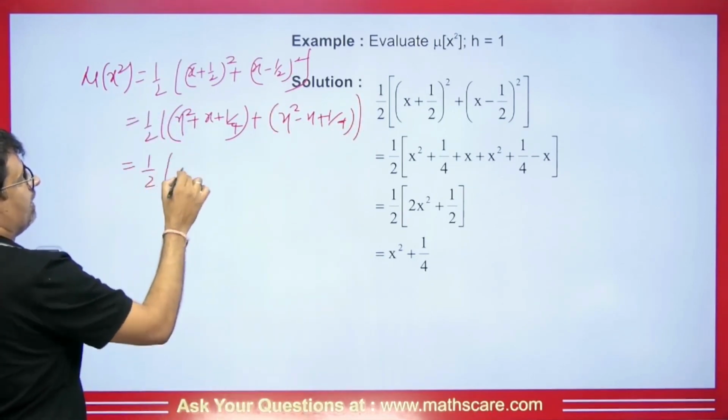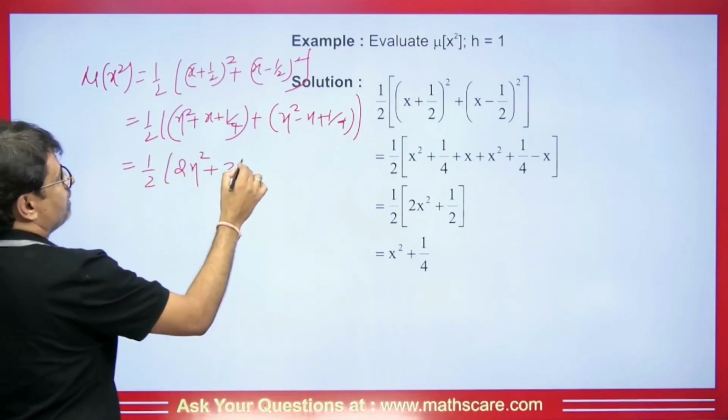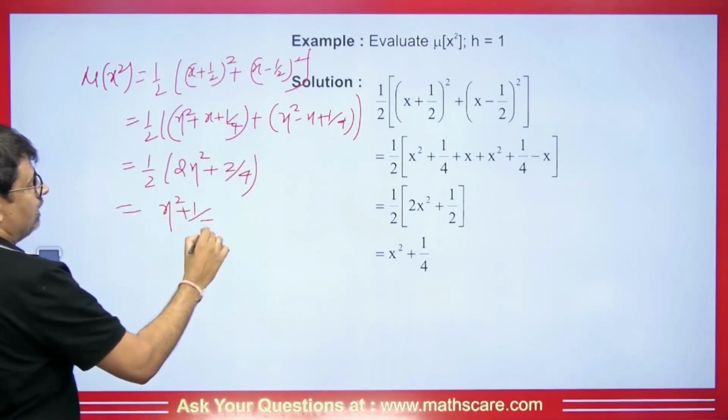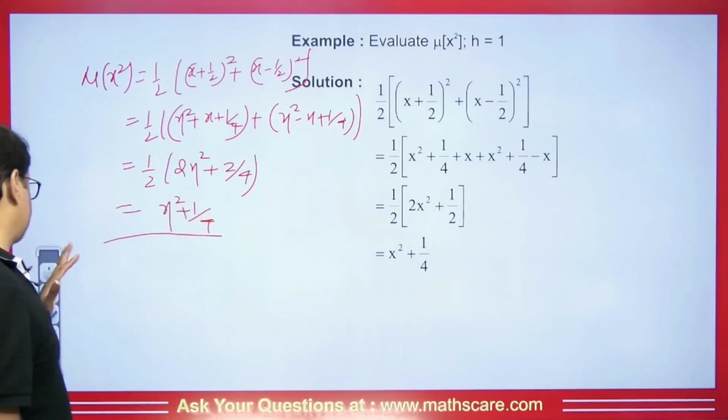You can see that x is cancelled out with x. So we get 2x square plus 2 by 4. We will cancel it by 2. Then it will be x square plus 1 by 4. In this way, we can easily calculate it here.